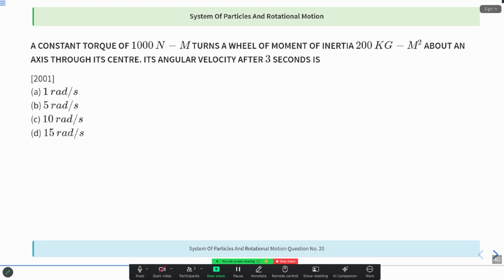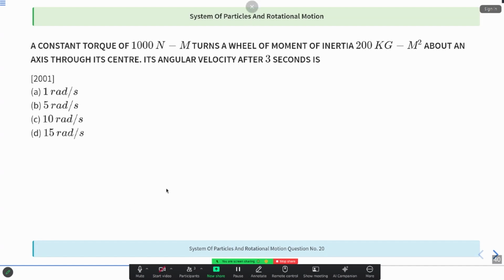As I already mentioned in the previous class, System of Particles and Rotational Motion is divided into two chapters: one is center of mass and the other is rotational motion. So we will be dealing with the previous year questions of both chapters. A request to all of you is that please practice the JEE Mains questions and even watch the previous sessions to understand and cope up with the questions we are going to deal with further. Okay, let's move to the question.